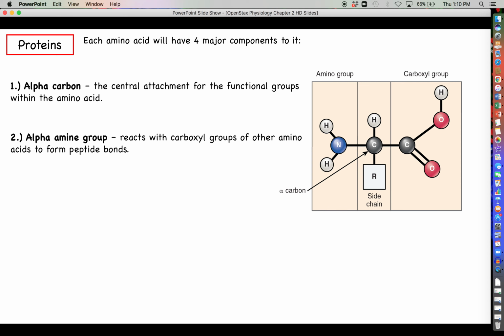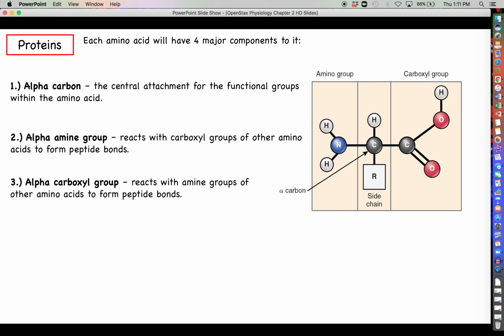Attached to the alpha carbon, you have what's called an alpha amino group, or just alpha amine group. This NH2 right here is attached to the alpha carbon right here. When you're forming a peptide bond, that alpha amine is going to react with the next functional group we're going to see here, which is the alpha carboxyl group on the other side of the amino acid. For actually constructing proteins by sticking amino acids together, number 2 and number 3 in this list are the most important functional aspects of how amino acids can get stuck together.